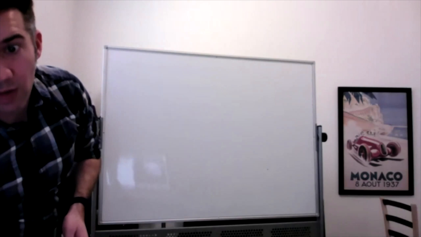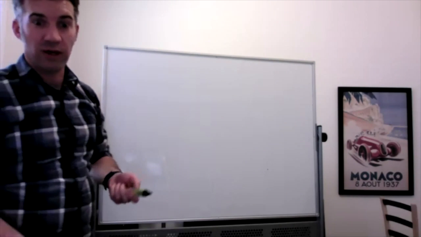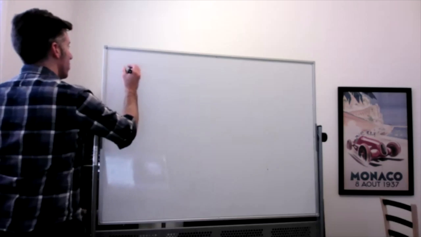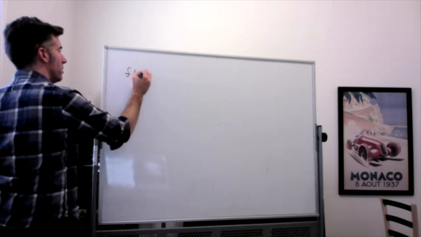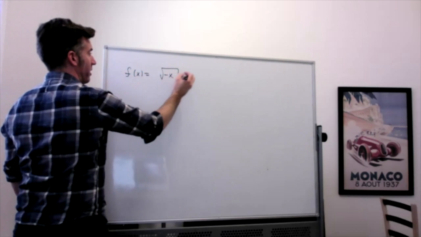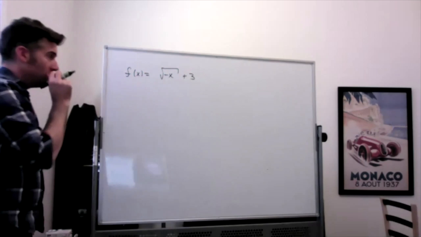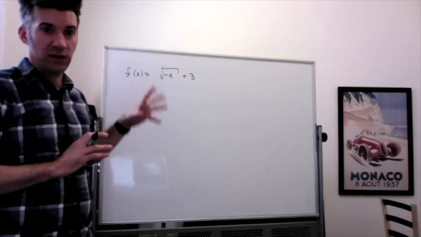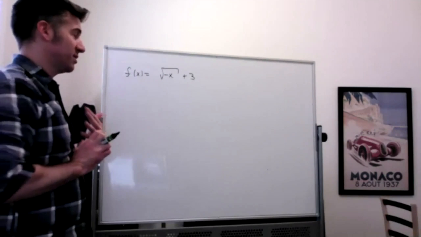We can also combine flips or reflections with shifts left and right. So for example, we could do, say, the graph of the square root of negative x, plus 3. And usually I kind of work from the inside out. So I'm going to do all the horizontal stuff first and then the vertical stuff after. That's something else I should say.